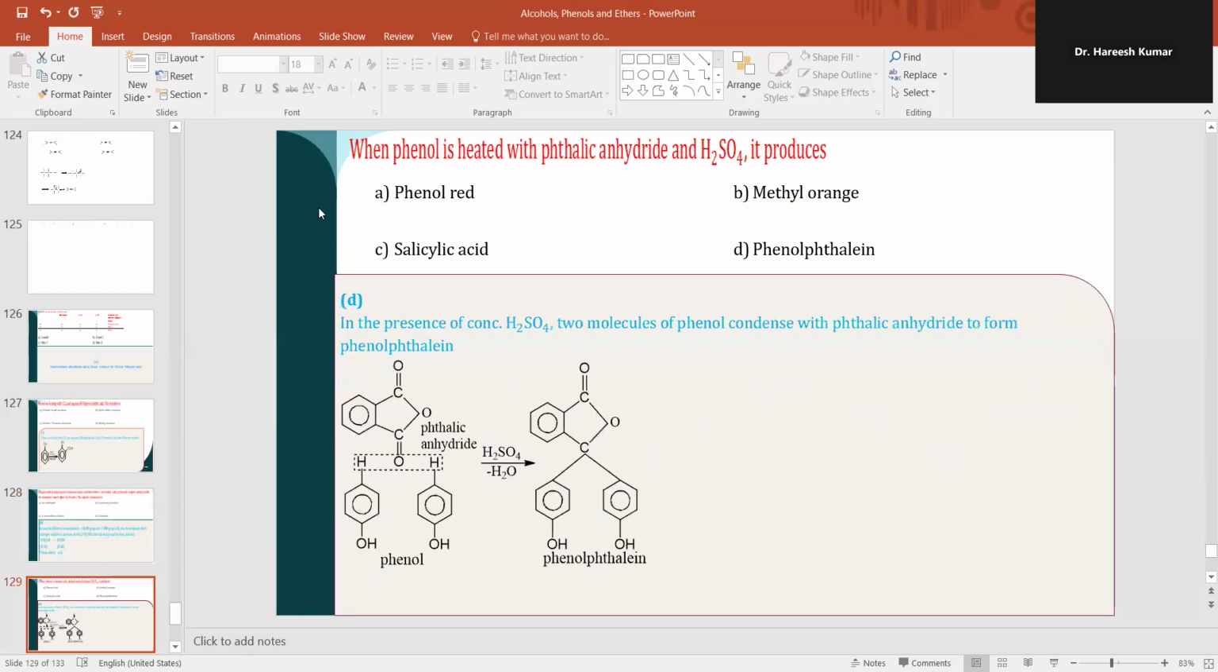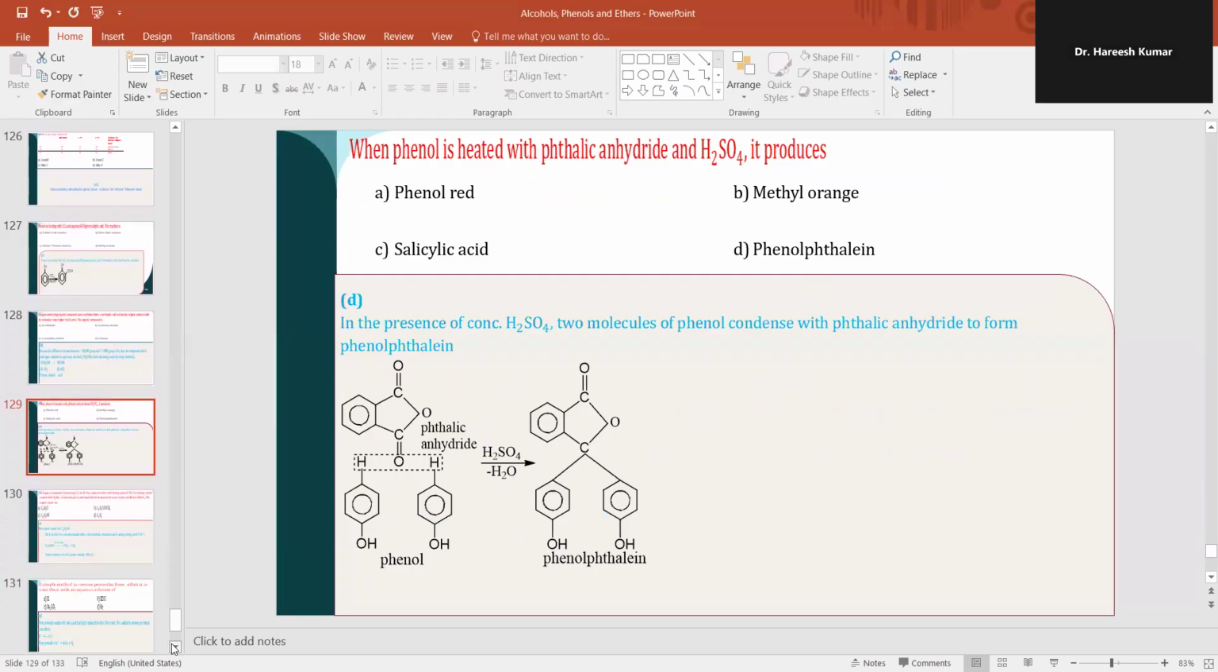Let's take another question. Phenol is treated with phthalic anhydride and concentrated sulfuric acid. It gives phenolphthalein as the product. Let's take another question.